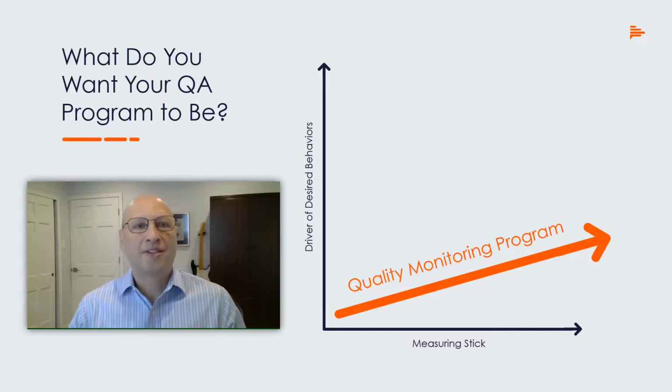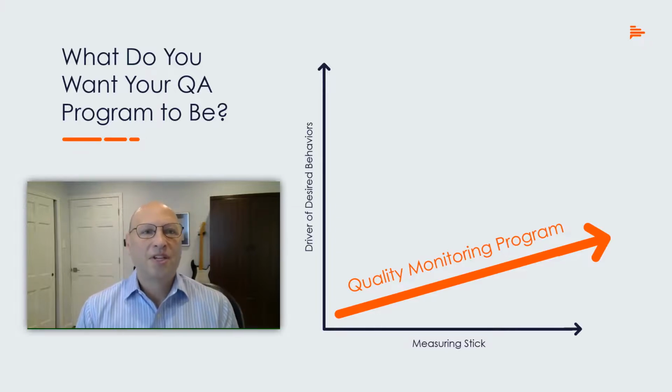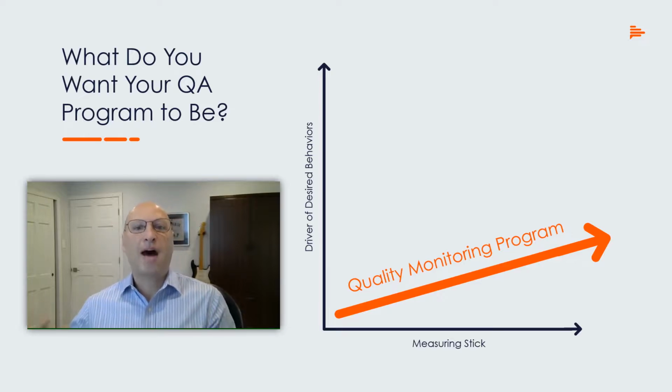So for the reasons I've described and many others, you can see that a purely random approach, while it does have some impact for sure on driving desired behaviors, is not optimal for driving desired behaviors. As a result, the QM program often skews towards the measuring stick axis, which means we can see how we're doing, but we're not exactly sure how to move the number or how to have a positive impact on driving that number higher.